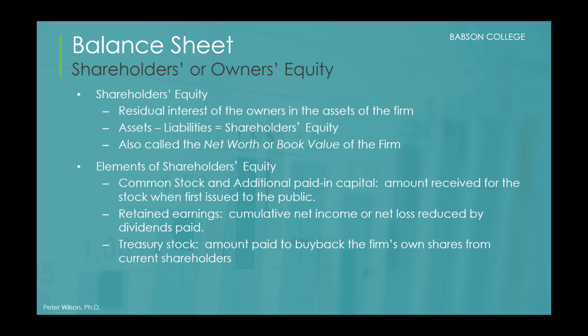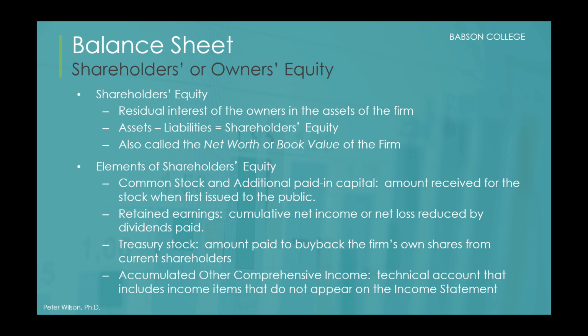Since this type of transaction decreases the number of stockholders in the firm, it is shown as a negative amount or subtraction from stockholders' equity. And accumulated other comprehensive income, this is really a technical account, the details of which are beyond the scope of this course.